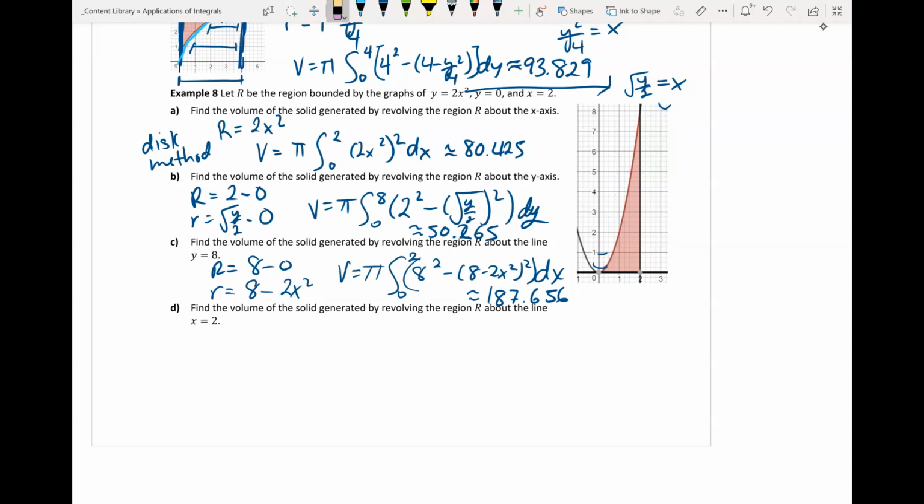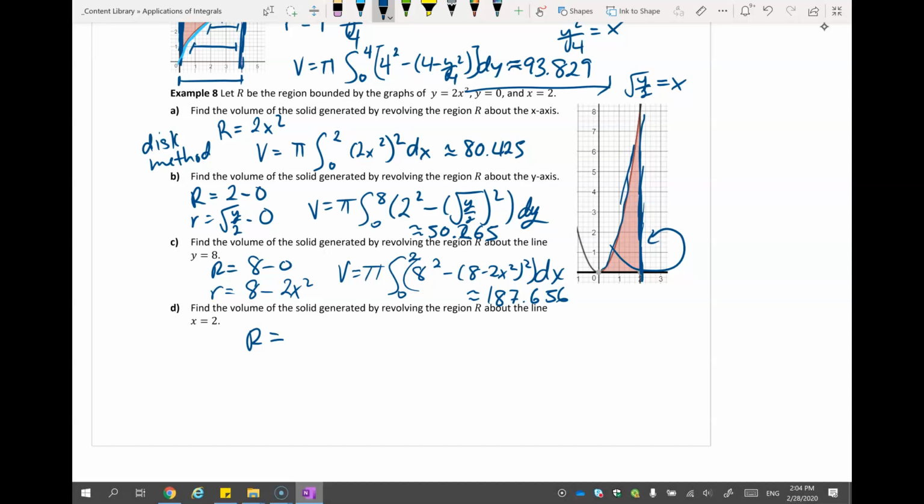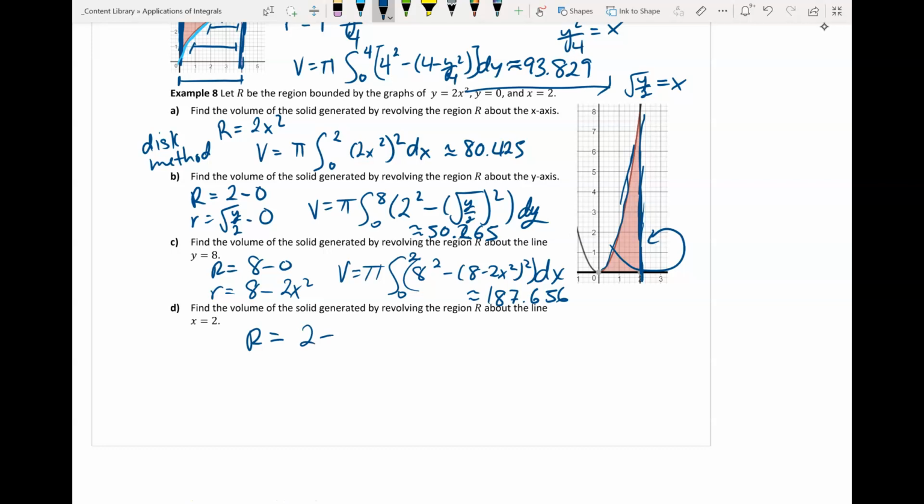The very last example, we're going to revolve around x equals 2. We are going to use the disk method because if we wrap this around, there are no gaps to create the washer. With the disk method, it's going to be the right function minus the left function, or the right line minus the left line. So our most right is going to be 2, and our most left is this one here. We are going around a vertical line, so it has to be in terms of y.